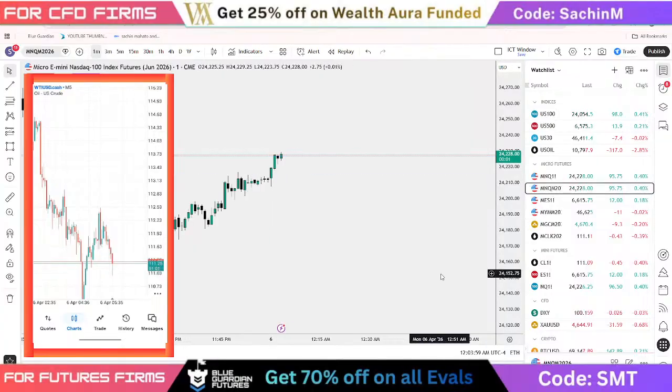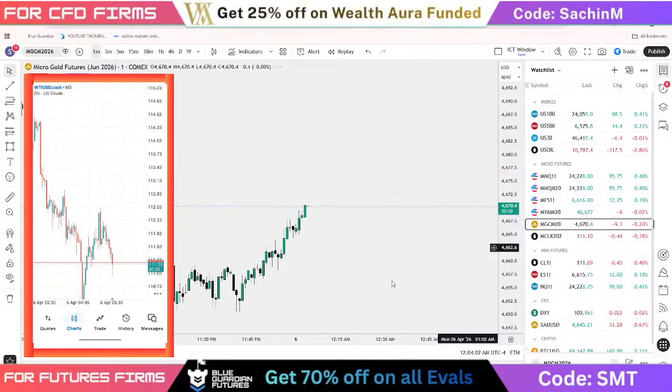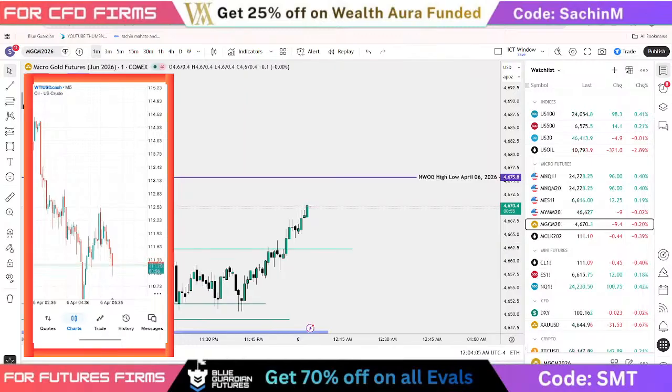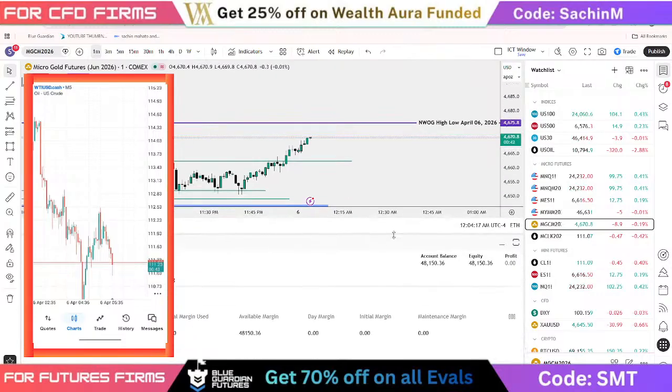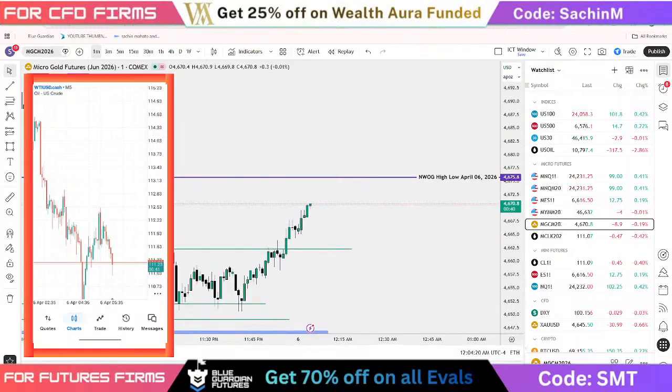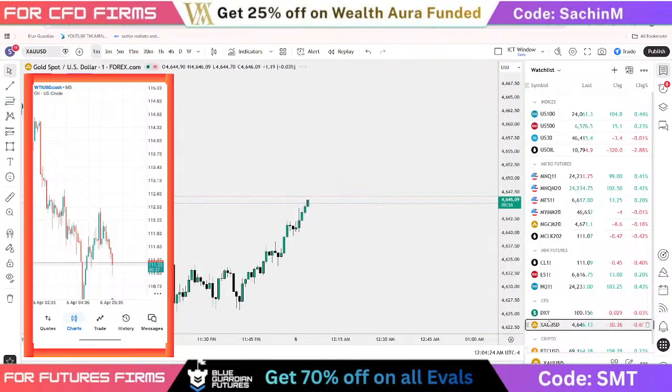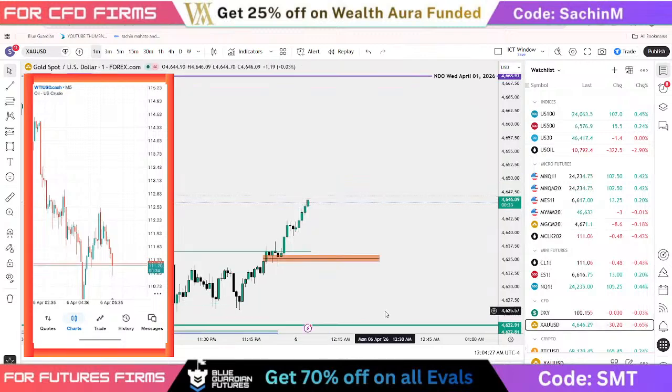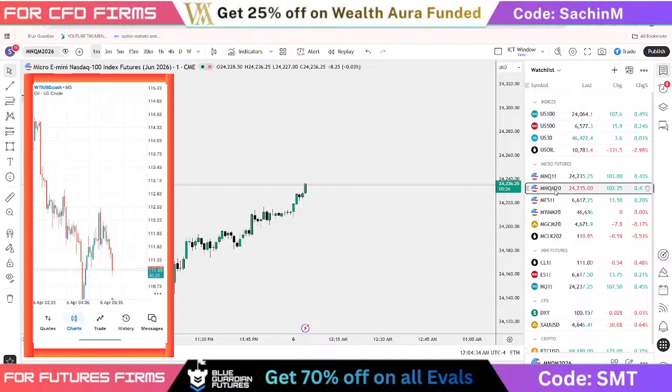MNQ going higher, gold going higher from the inversion fair value gap. Missed this trade as well. Yes, I am trading in Blue Guardian futures, and I am at almost $500 in drawdown. I missed such a good entry here, yeah. I'm not trading crude oil right now anymore.